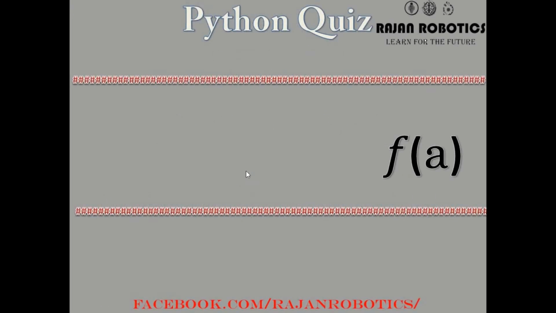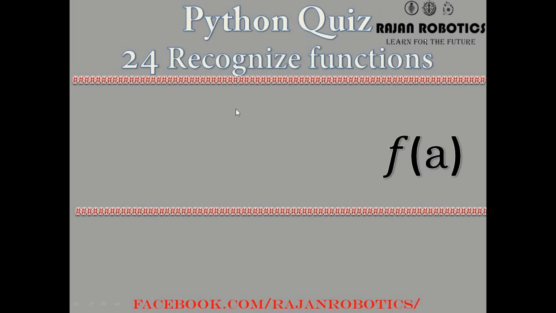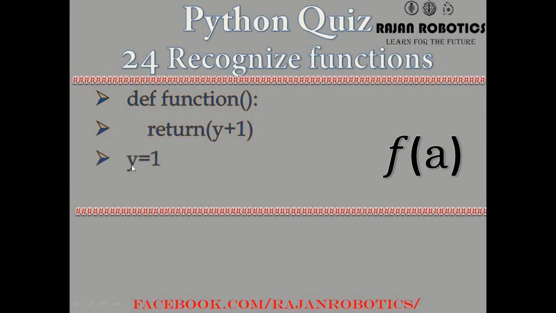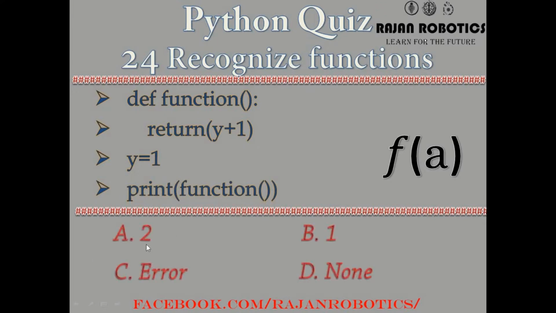So today we are going to recognize the functions. We have already done a similar type of question in the 23rd. Now we are going to look at another type to understand functions better. def function: return y plus 1, then we declare y equal to 1, print function. This is the question, and the options are: option A, 2; option B, 1; option C, error; option D, none.